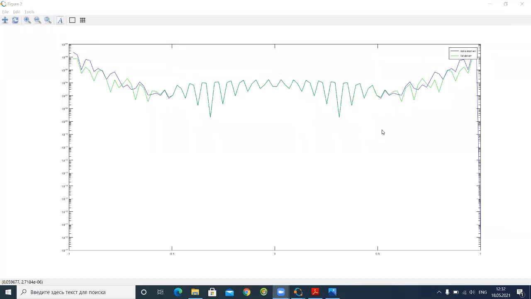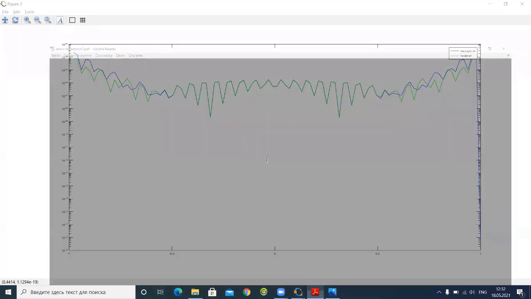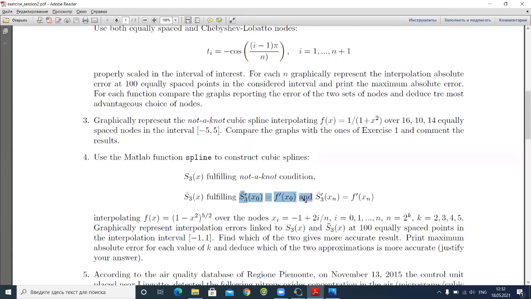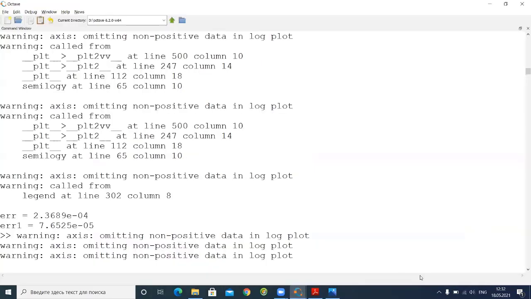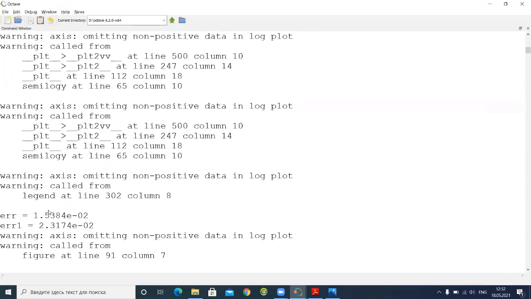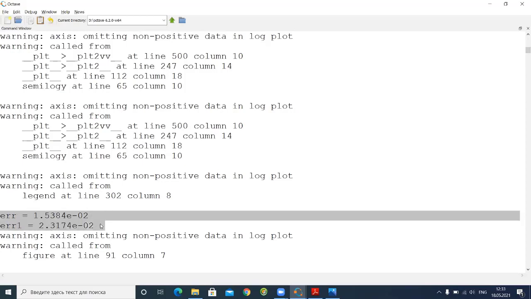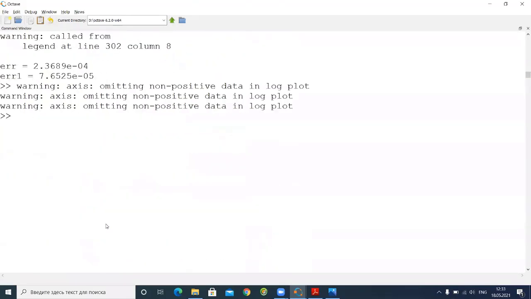Is it clear? Why it is more accurate? Because here you can see it has two conditions. More conditions we have here. That's why it is more accurate approximation. Is it clear? And here we can see these errors for each one. Any questions here? No questions?